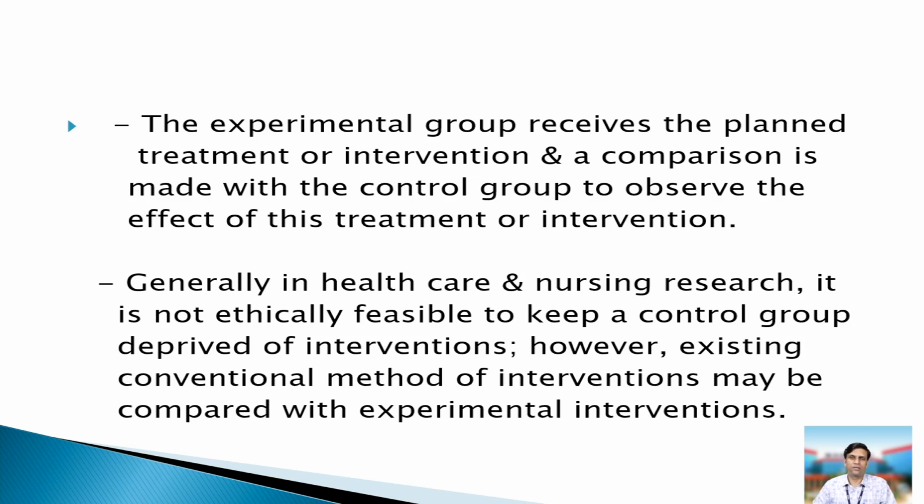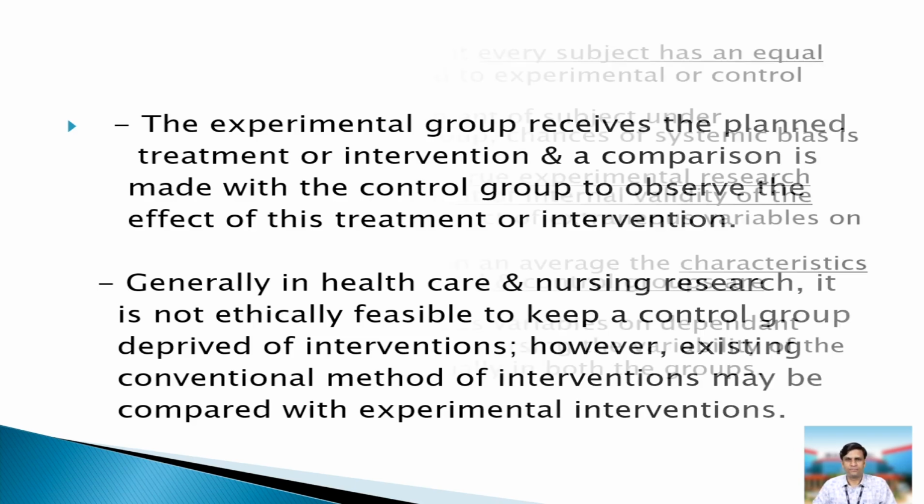Generally, in healthcare and nursing research, it is not ethically feasible to keep a control group deprived of interventions because it is considered quite unethical. However, existing conventional methods of intervention may be compared with experimental interventions. So what is usually done in this type of research to avoid this ethical problem is that the conventional or traditional treatment is given to the control group, and the special treatment or the independent variable, which is planned to see the special effect, is given to the experimental group only.